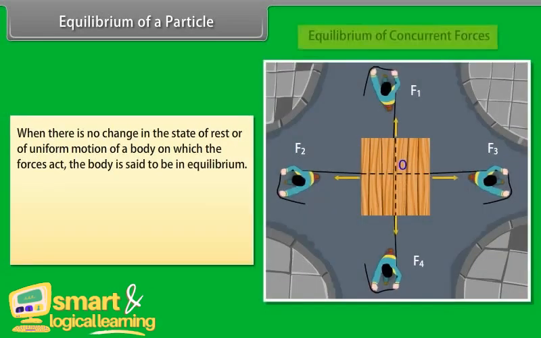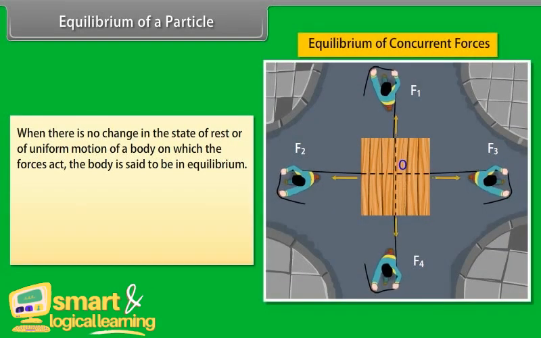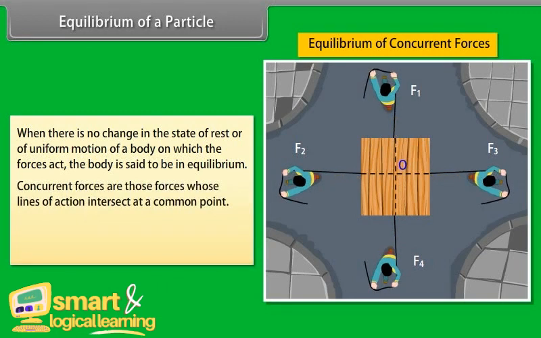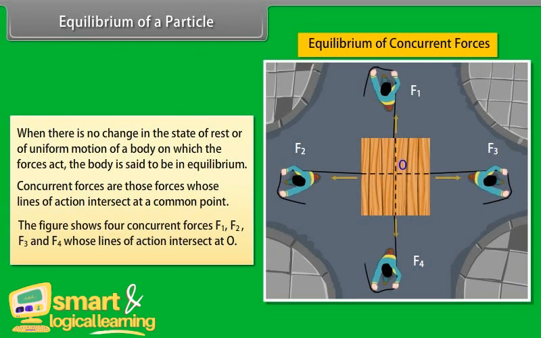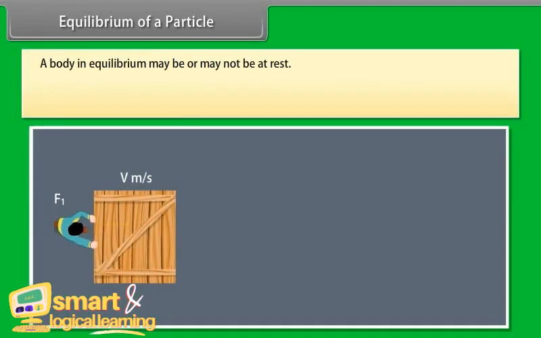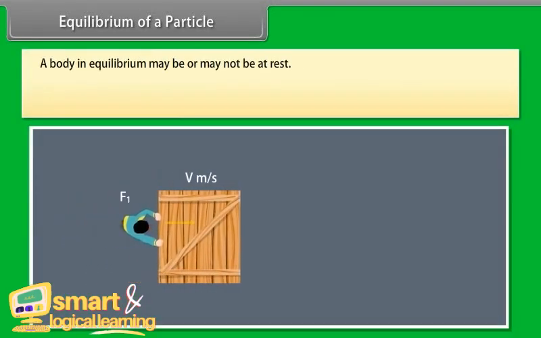Equilibrium of a particle. When there is no change in the state of rest or of uniform motion of a body on which forces act, the body is said to be in equilibrium. Concurrent forces are those forces whose lines of action intersect at a common point. The figure shows 4 concurrent forces F1, F2, F3 and F4 whose lines of action intersect at O. A body in equilibrium may or may not be at rest.